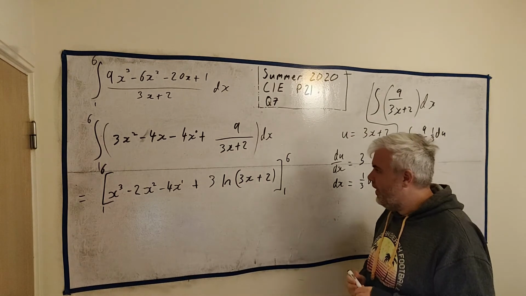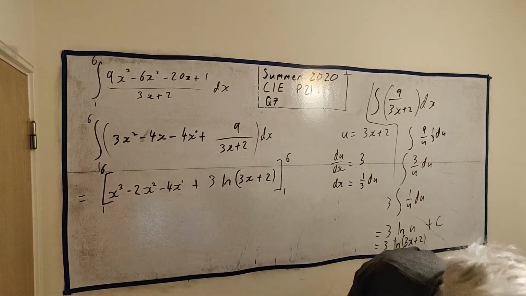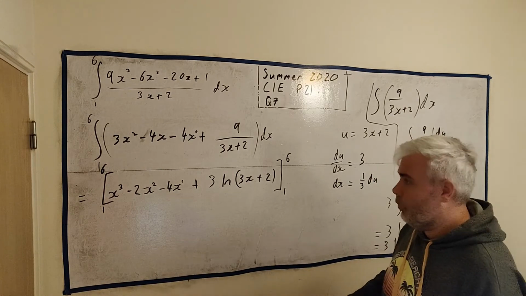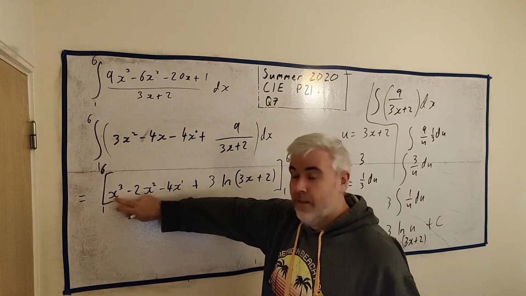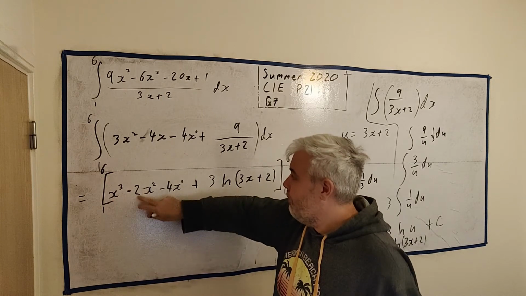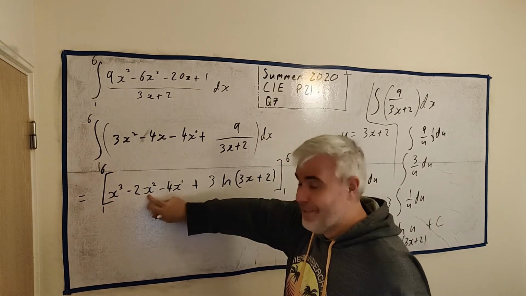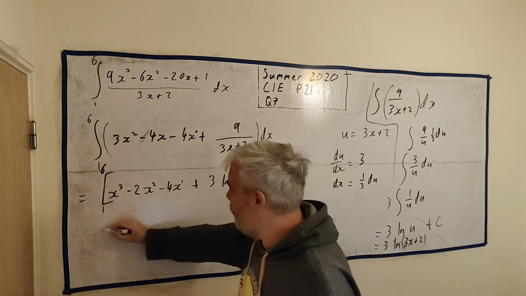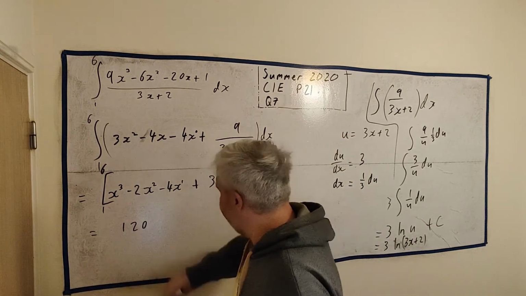And now I'll go ahead and cheat and use my notes for this part. To evaluate between 6 and 1, we need to put a 6 in here. 6 to the power of 3 minus 2 times 6 to the power of 2 minus 4 times 6. All that would come out as 120.